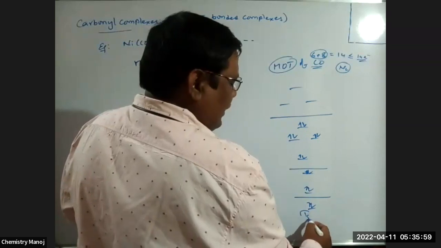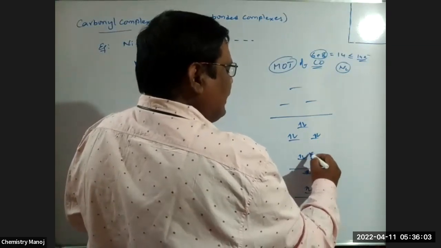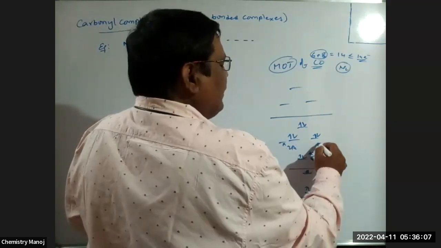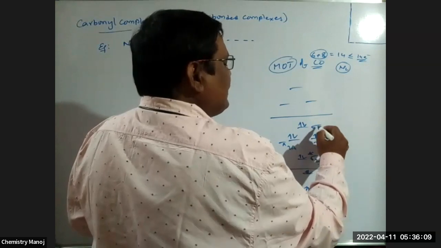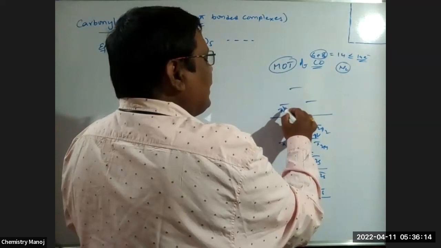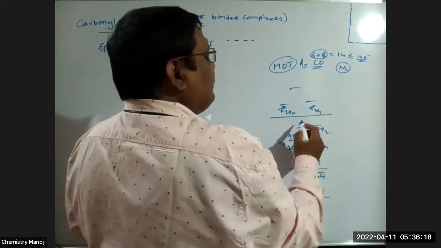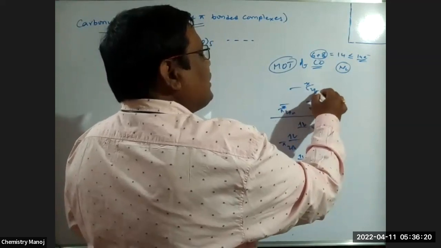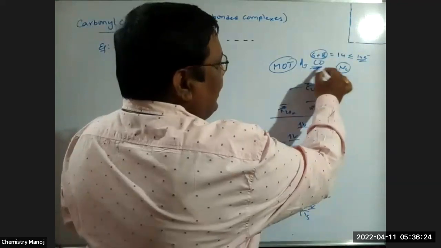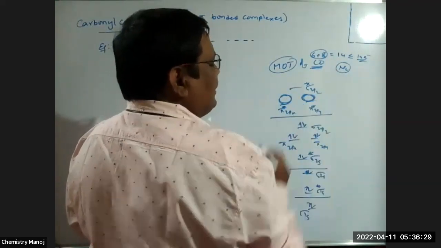It is sigma 1s, sigma star 1s, sigma 2s, sigma star 2s, pi 2px, pi 2py, sigma 2pz, pi star 2px, pi star 2py, sigma star 2pz. These are the orbitals, my dear. Am I correct? Now, in the MO diagram of carbon monoxide, these orbitals are empty. Correct or wrong?